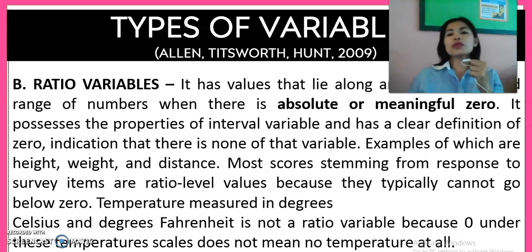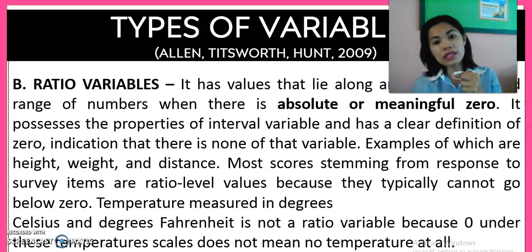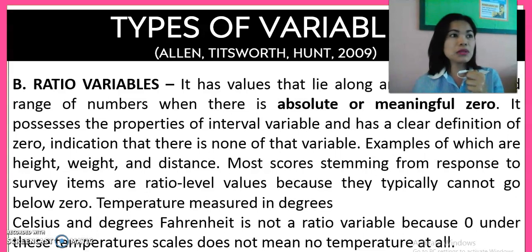So when you say ratio, like for example, one teacher is equivalent to 45 students. So that's a ratio, right? So that's just an example. Like for example, 1 cup of rice, the ratio should be 1 cup of water also. So when you are going to think about ratio variables, you have to think that there is an absolute or meaningful zero.